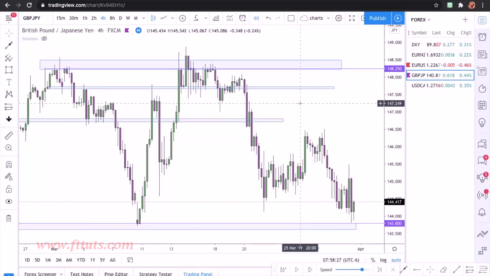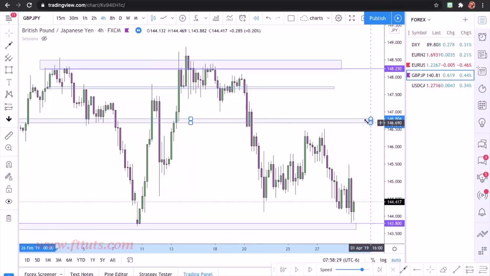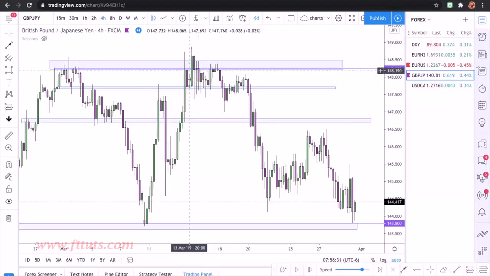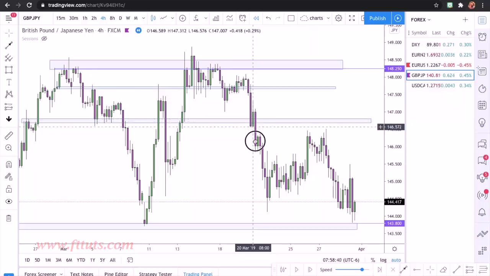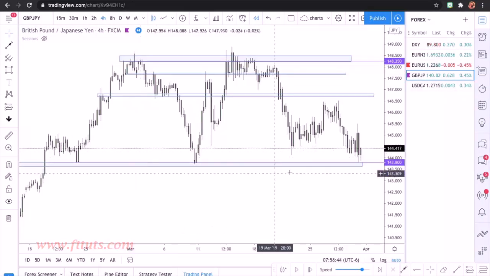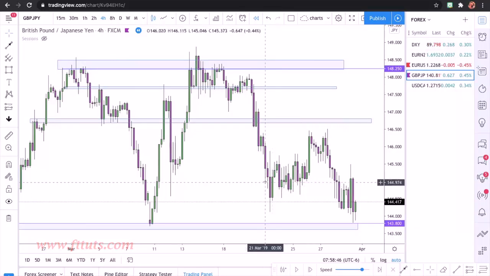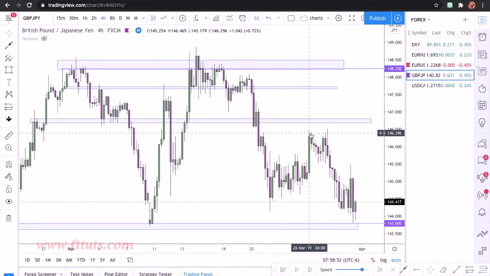Okay, so let's go through this. So it ends up messing around for a bit, then we get a push to the downside, then a correction here, we get a rejection off this level, and then we keep pushing to the downside, okay? So we don't right away hit this target at 143.8. We ended up consolidating because we had that huge push down. Consolidating, we ended up correcting.